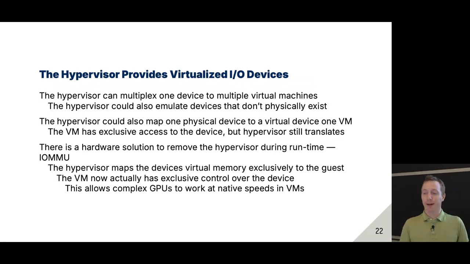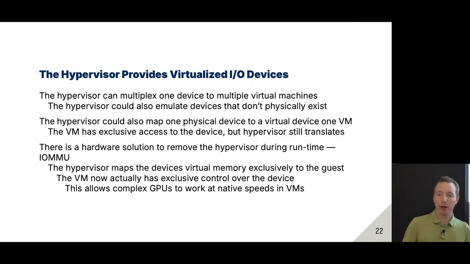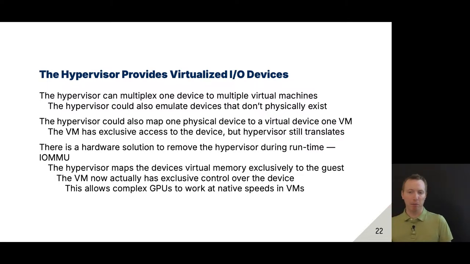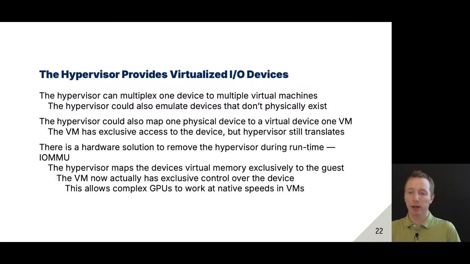Other things the hypervisor can do is provide virtualized I/O devices. For your network card or something like that, it can multiplex one device to multiple virtual machines. So for instance, it could share your network card between all the virtual machines, they all share it. It could also emulate devices that don't exist.